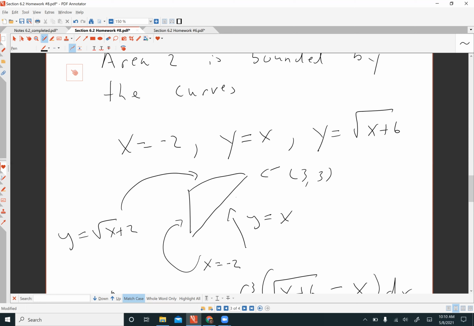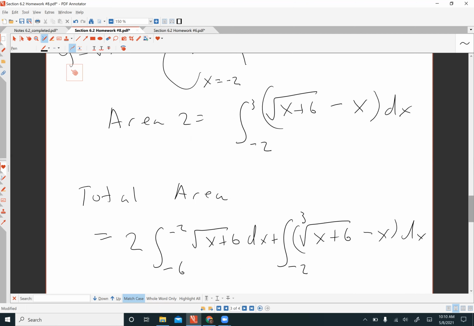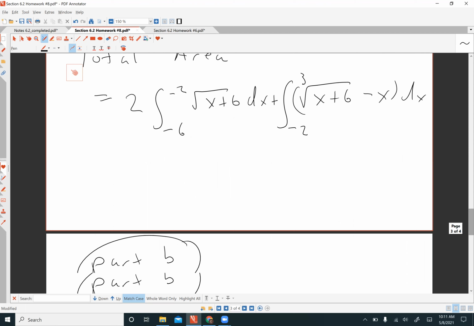The upper part is y equals the square root of x plus 6. The lower curve is the line y equals x, and at the beginning we found that the point of intersection was (3, 3). So we're going to integrate. Area 2 is the integral from -2 to 3 of the square root of x plus 6 minus x. So the total area, integrating along the x-axis, is 2 times the integral from -6 to -2 of the square root of x plus 6 dx, plus the integral from -2 to 3 of the square root of x plus 6 minus x dx. That's the first part of the problem.